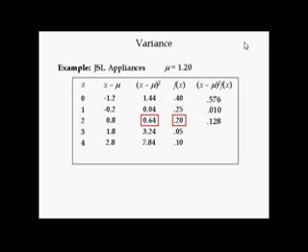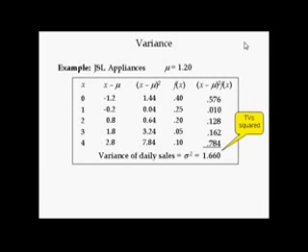The product of the third squared deviation from the mean, 0.64, and its corresponding probability of 0.2 equals 0.128. The product of the fourth squared deviation from the mean, 3.24, and its corresponding probability of 0.05 equals 0.162. The product of the fifth squared deviation from the mean, 7.84, and the corresponding probability, 0.1, equals 0.784. The sum of the last column is 1.660.